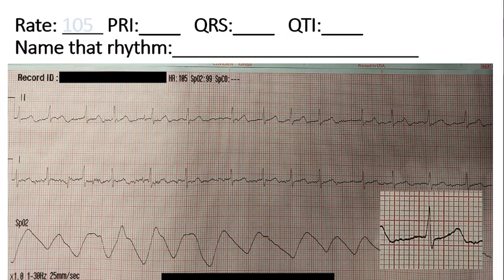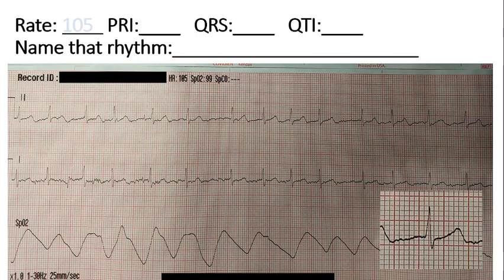Next rhythm here, I've already written in the rate up at the top in light blue because this rhythm is irregular. So depending on where you measure from and to, you may get a fairly wide degree of change from what rate you're going to see. So this is an irregular rhythm.